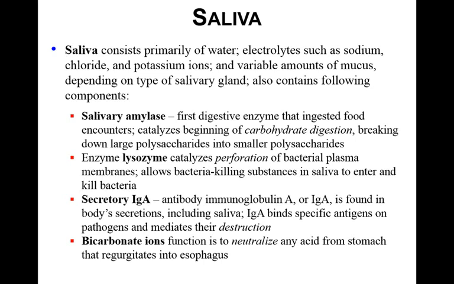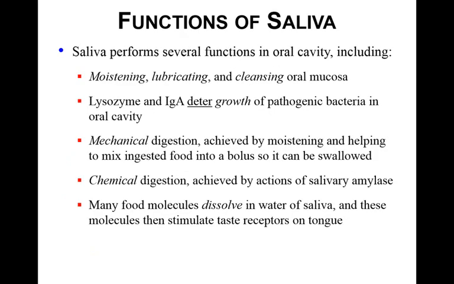You also have an enzyme called lysozyme. It's going to catalyze the perforation of bacterial plasma membranes, so it's going to allow bacteria-killing substances to get into the bacteria so we can kill them. The antibody immunoglobulin A is found here. It also is going to bind to specific antigens on pathogens and help with their destruction. And then you also have bicarbonate, which is going to neutralize any acid from the stomach that may regurgitate back up into the esophagus.